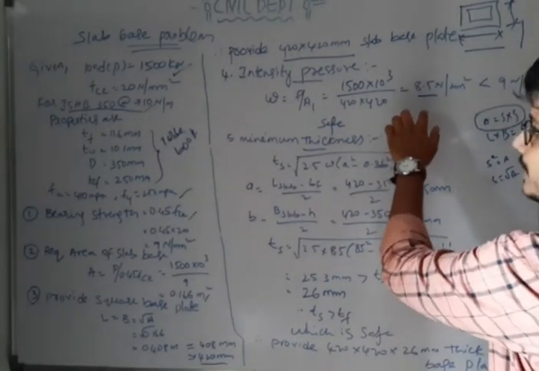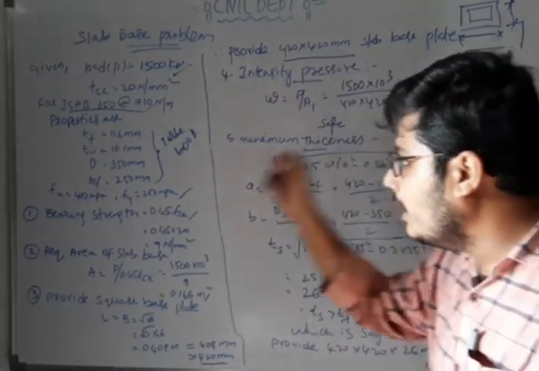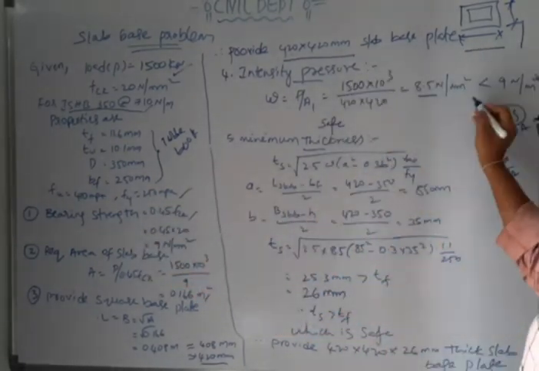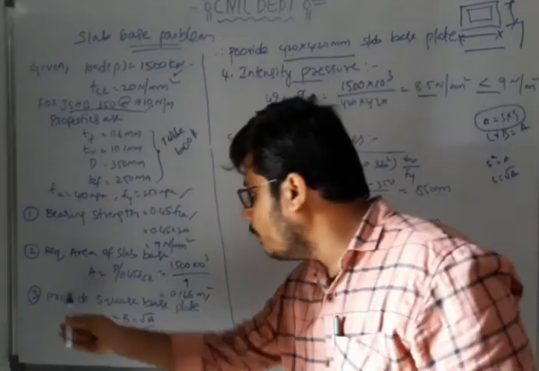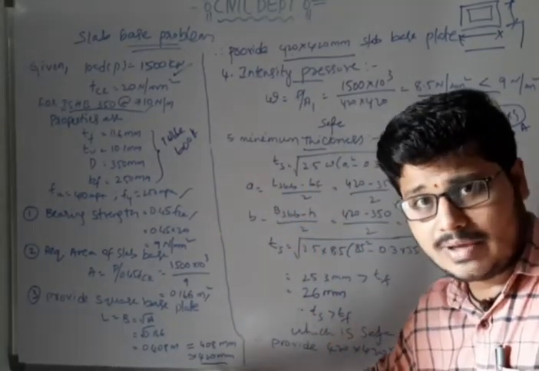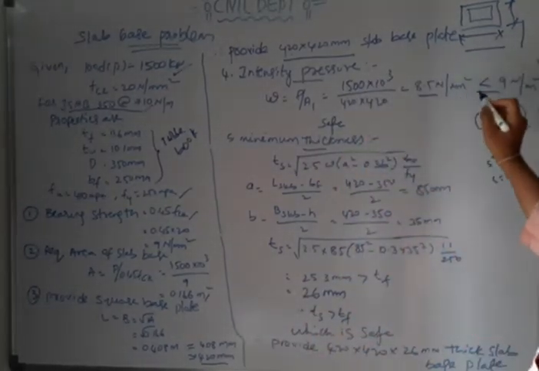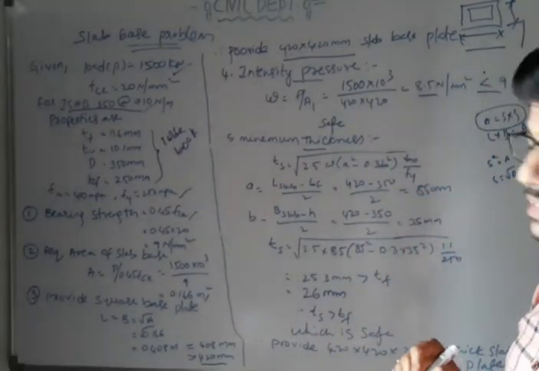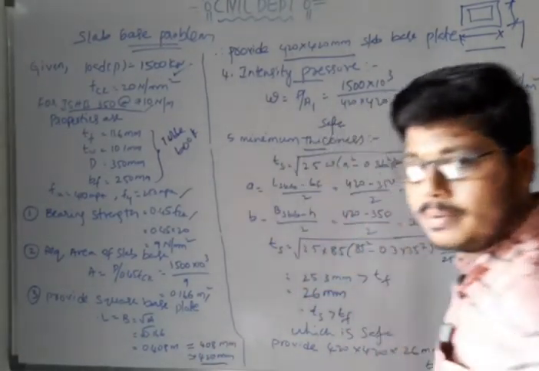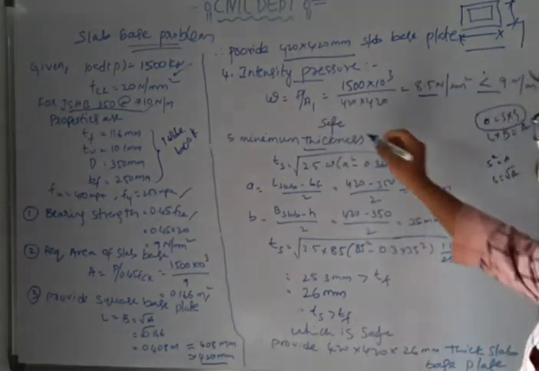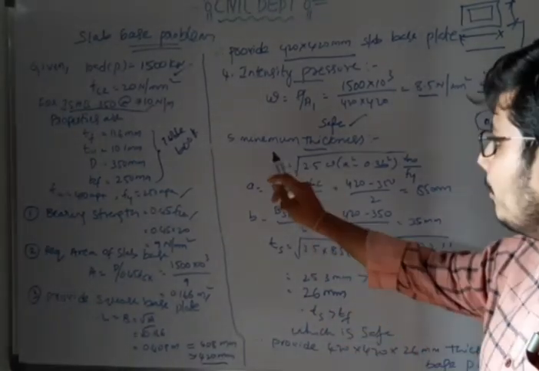So the intensity of pressure must be less than the bearing strength. If it is not less, we should increase the slab base plate size. Okay, if the value is not less than the bearing strength, the base plate must be increased. That's all. So here it is safe. Next, minimum thickness.